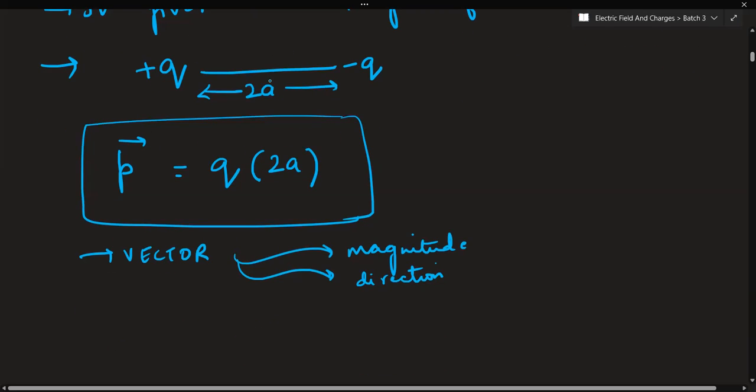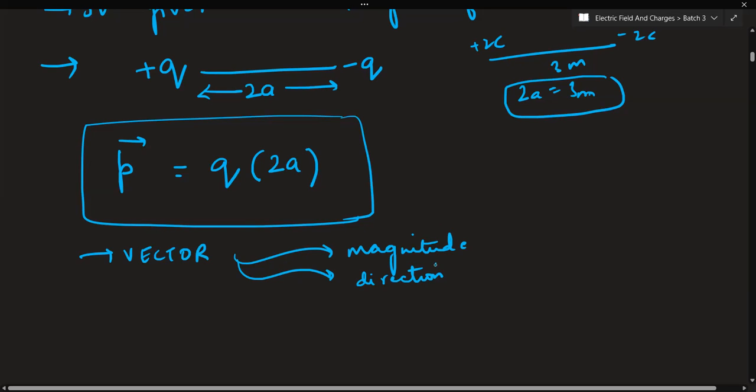Never double the separation. If the separation between the charges is 3 meters, then take it as 3 meters only. Your 2a will then become 3 meters. Suppose, let's say this is plus 2 coulomb, this is minus 2 coulomb, separation is 3 meters. So 2a becomes 3 meters. You don't need to multiply 3 by 2 and get 6. 2a is the separation between the two charges.